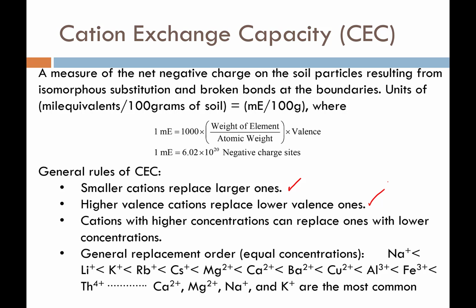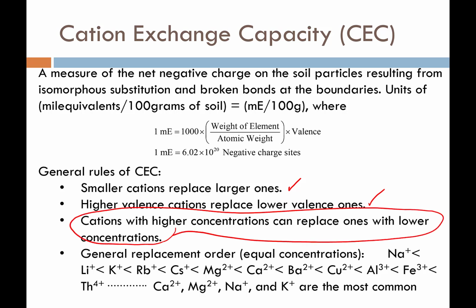Now, what's interesting is even if we are trying to replace, let's say, a higher valence ion with a lower valence ion, we can do it if we just saturate it with those lower valence ions. If we just saturate it with those cations, even though there may be higher valence cations already in there, the lower valence cations will force the higher valence cations out.